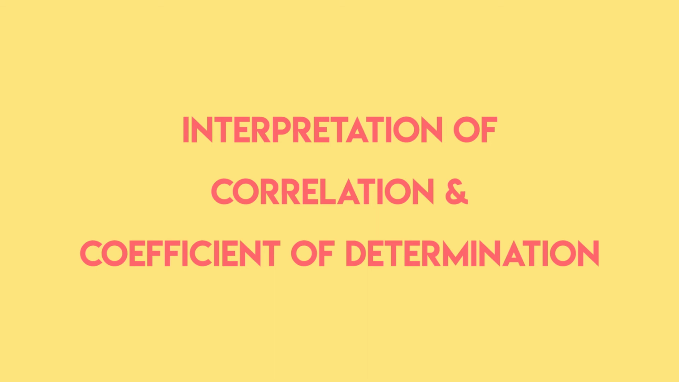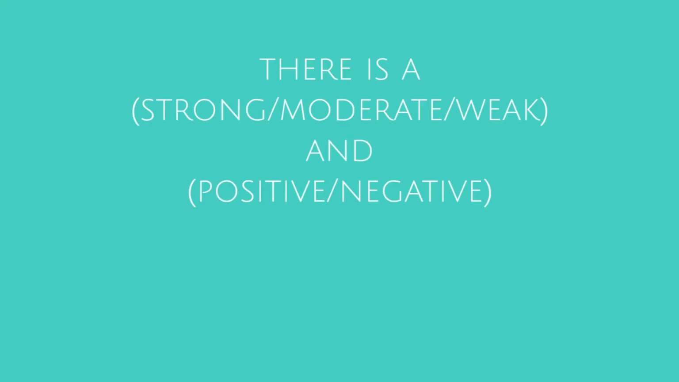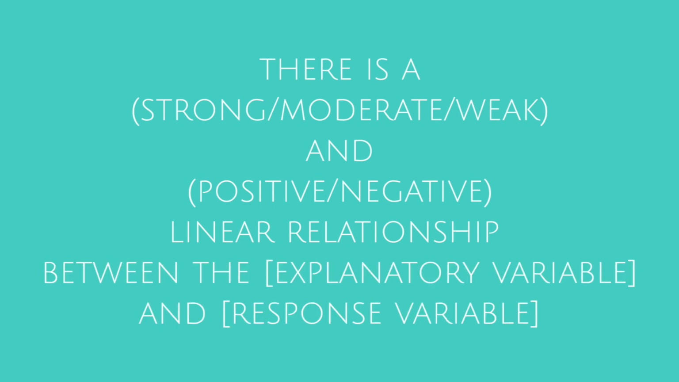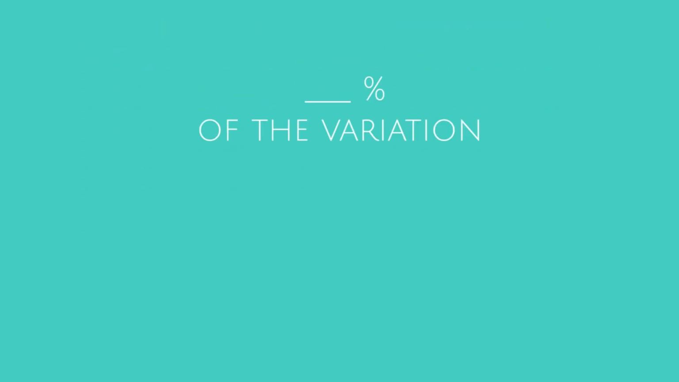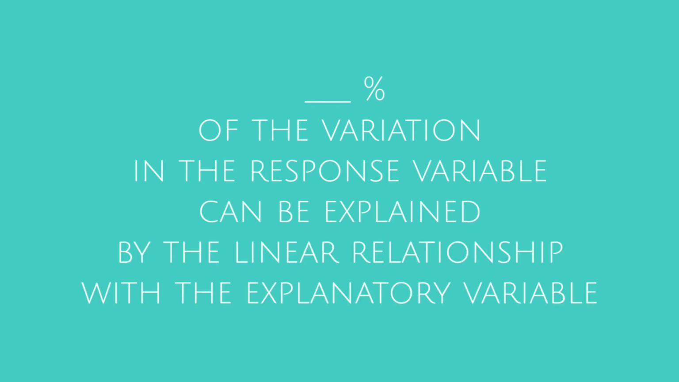To interpret the R value, you have to say there is a strong, moderate, or weak, and positive or negative linear relationship between the explanatory variable and response variable. To interpret coefficient of determination, you have to say what % of the variation in the response variable can be explained by the linear relationship with the explanatory variable.